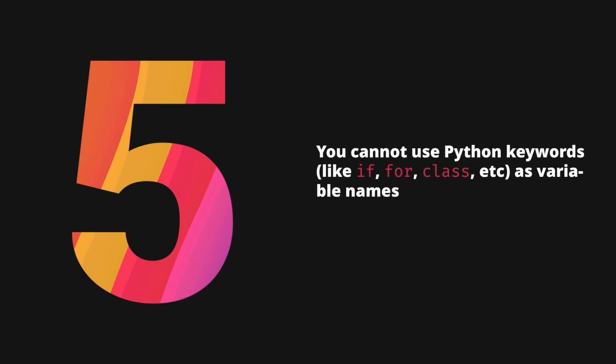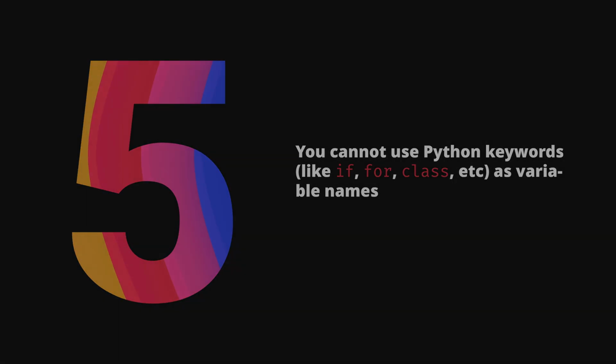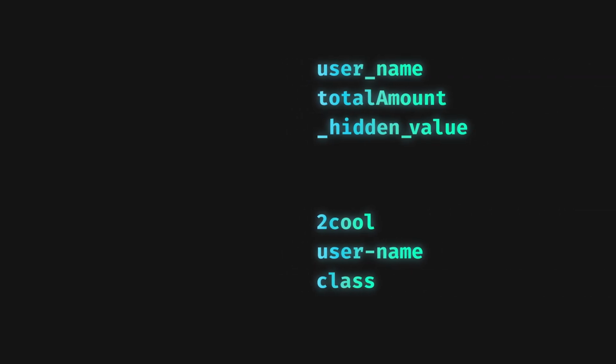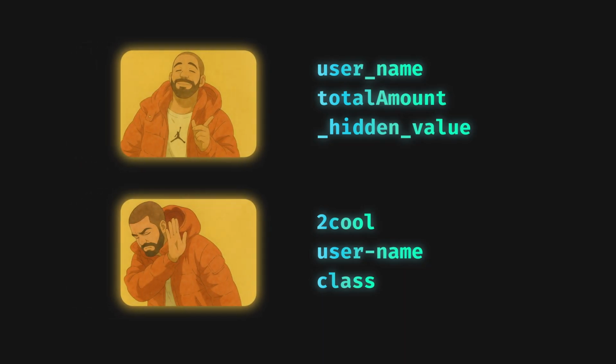You cannot use Python keywords as variable names, like if, for, or class. There's a full list of reserved words in the video description. Here are some examples. Valid variable names: user_name, total_amount, and _hidden_value. Invalid names: 2cool, because it starts with a number; user-name, because it contains a hyphen; and class, because it's a reserved keyword in Python.